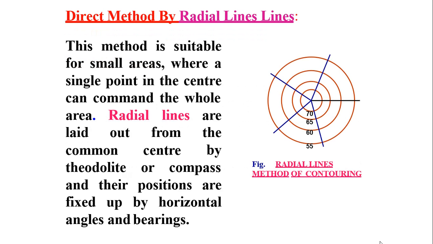Next one is again a direct method, by radial lines. This method is suitable for small areas where a single point in the center can command the whole area. Radial lines are laid out from the common center by theodolite, or you can use a compass also, and their positions are fixed by horizontal angles and bearings. So, in this way you have to perform the direct method by the radial lines concept.